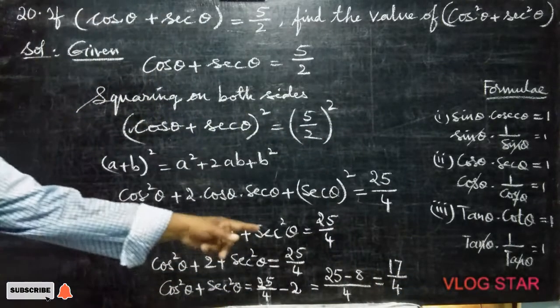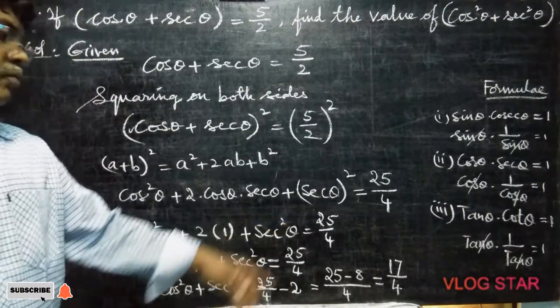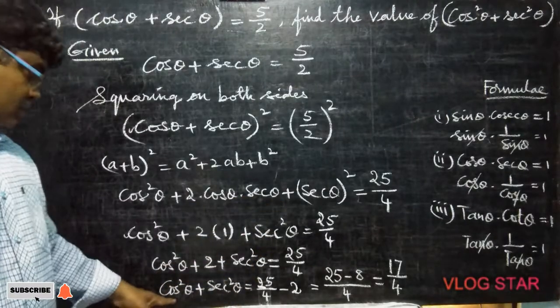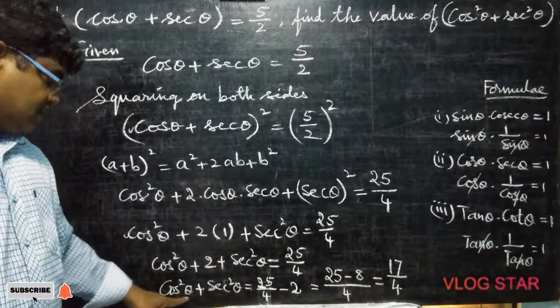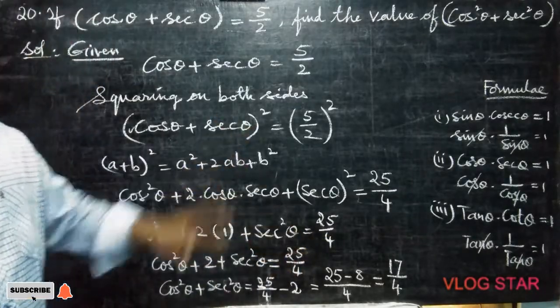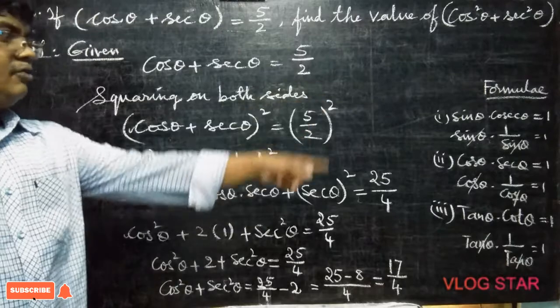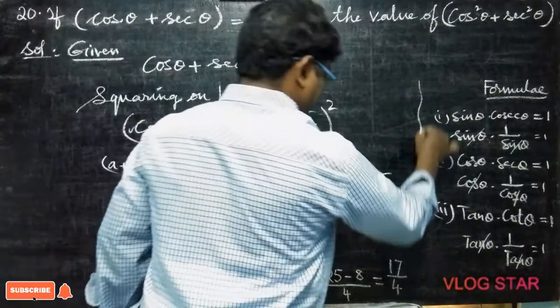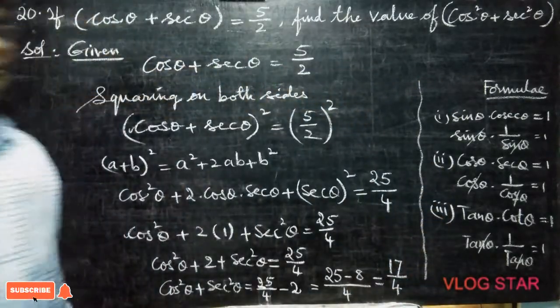If you want to change into a mixed fraction, you can write 4 1 by 4. So the value of cos square theta plus secant square theta is equal to 17 by 4. Very important formulas. Note these formulas. These are very, very, very, very important.